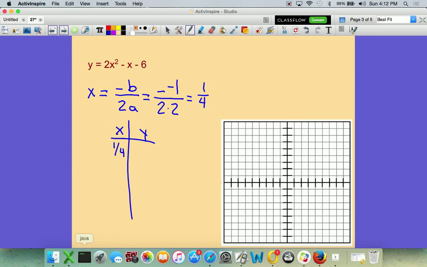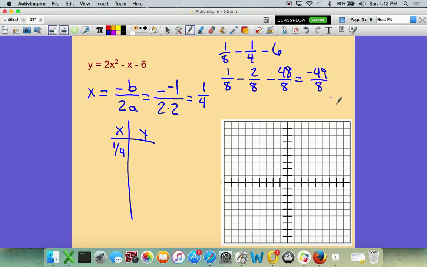So 1/4 squared is 1/16 times 2 is 1/8, minus, we've got 1/8 minus 1/4 minus 6. So we gotta have common denominators here. 1/8, this ends up being 2/8. This is, what, 48 over 8? So we've got negative 49/8.